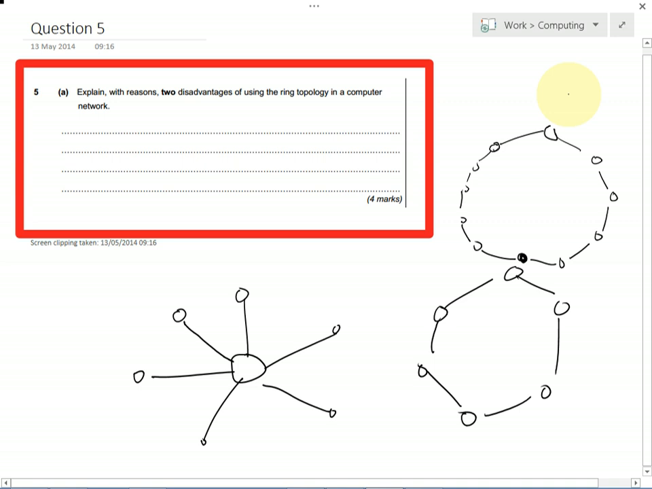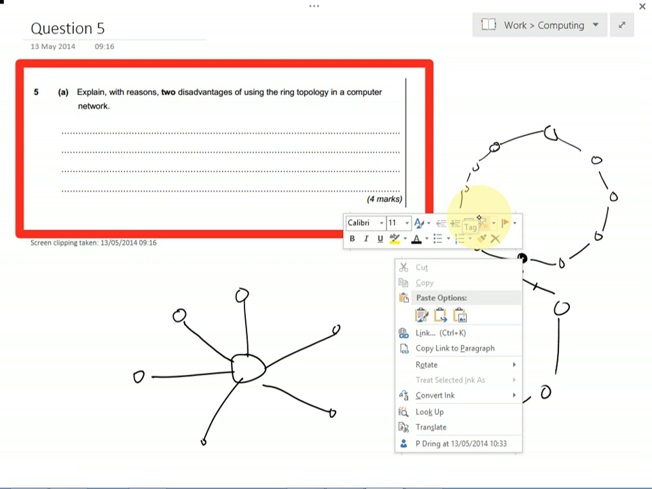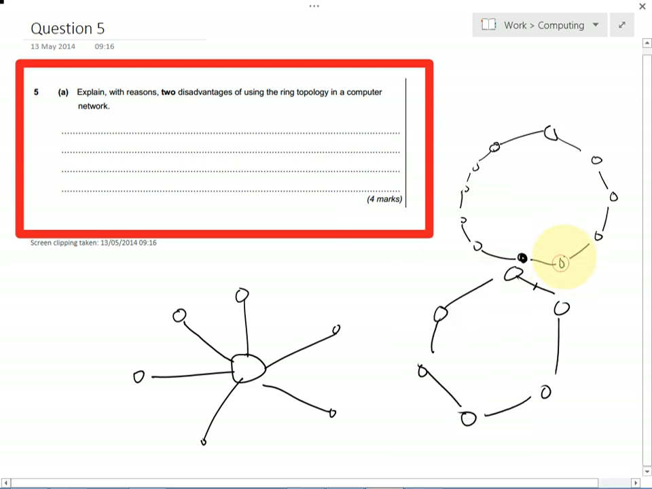So we've got three disadvantages to choose from. You just need any two of those. One would be any break in the cable causes the whole network to fail. Any computer running slowly causes the whole network to slow down. And it's not efficient with large numbers of computers because all the information has to travel from one computer to the next.